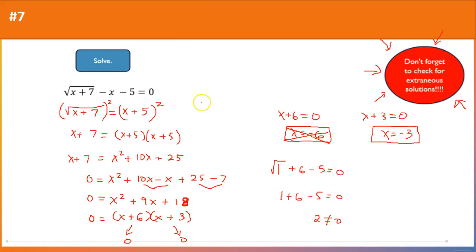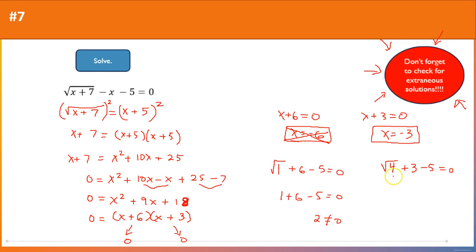Okay, let's check the other one. Let's check this one. Okay, x equals negative 3. So if I put a negative 3 in for x, I know negative 3 plus 7 is 4. So this will have square root of 4. Minus negative 3, that means plus 3. Minus 5. And let's see if that equals 0.